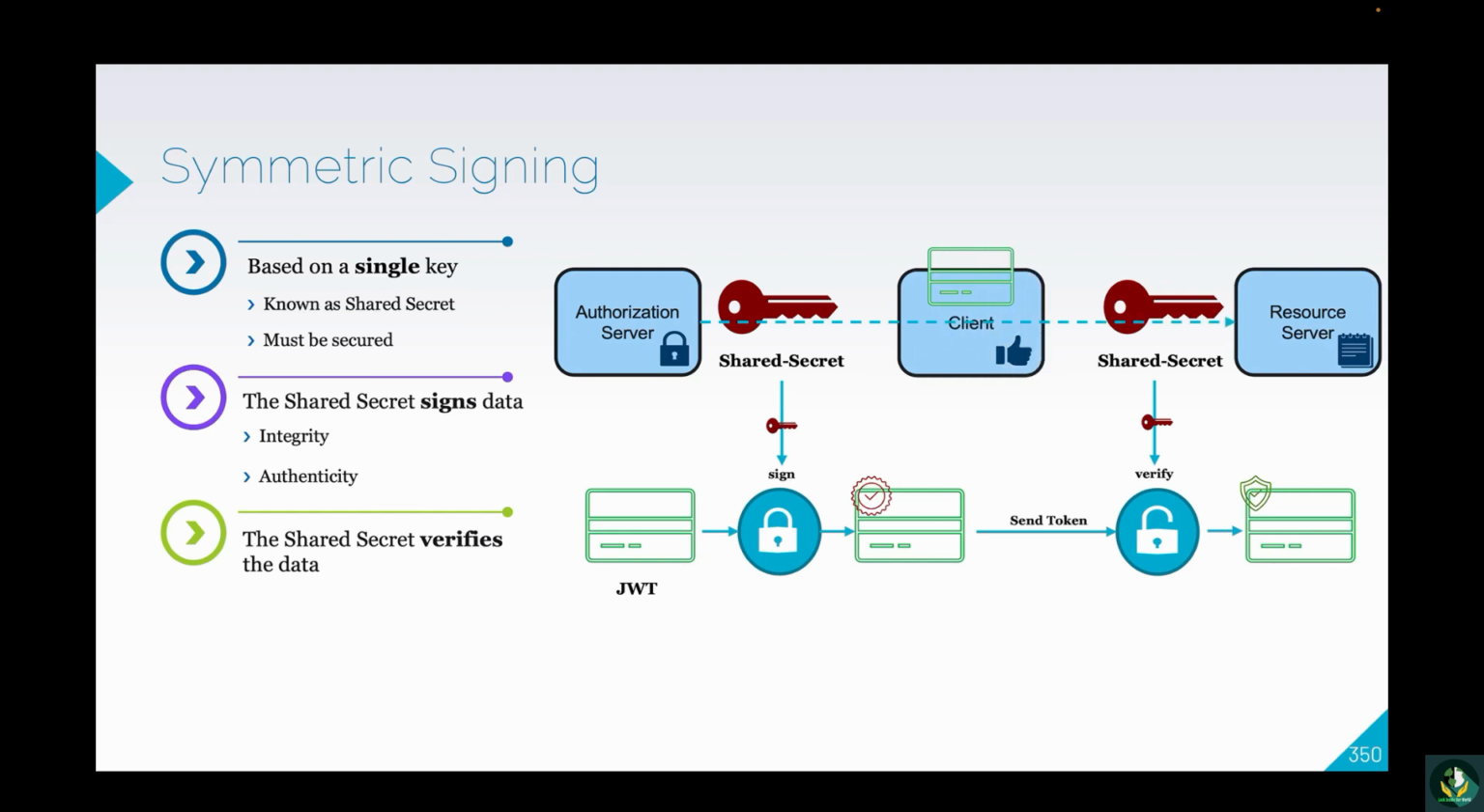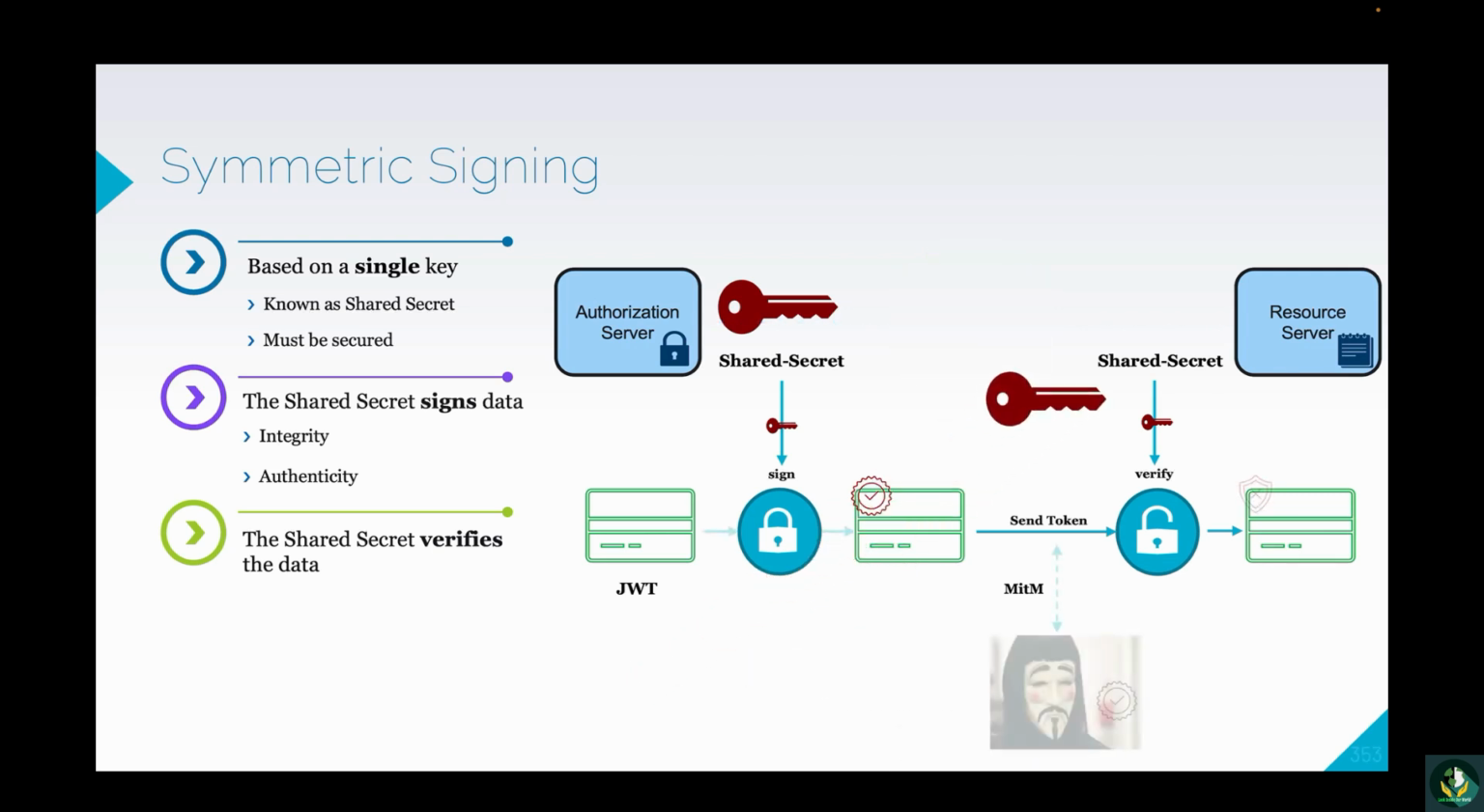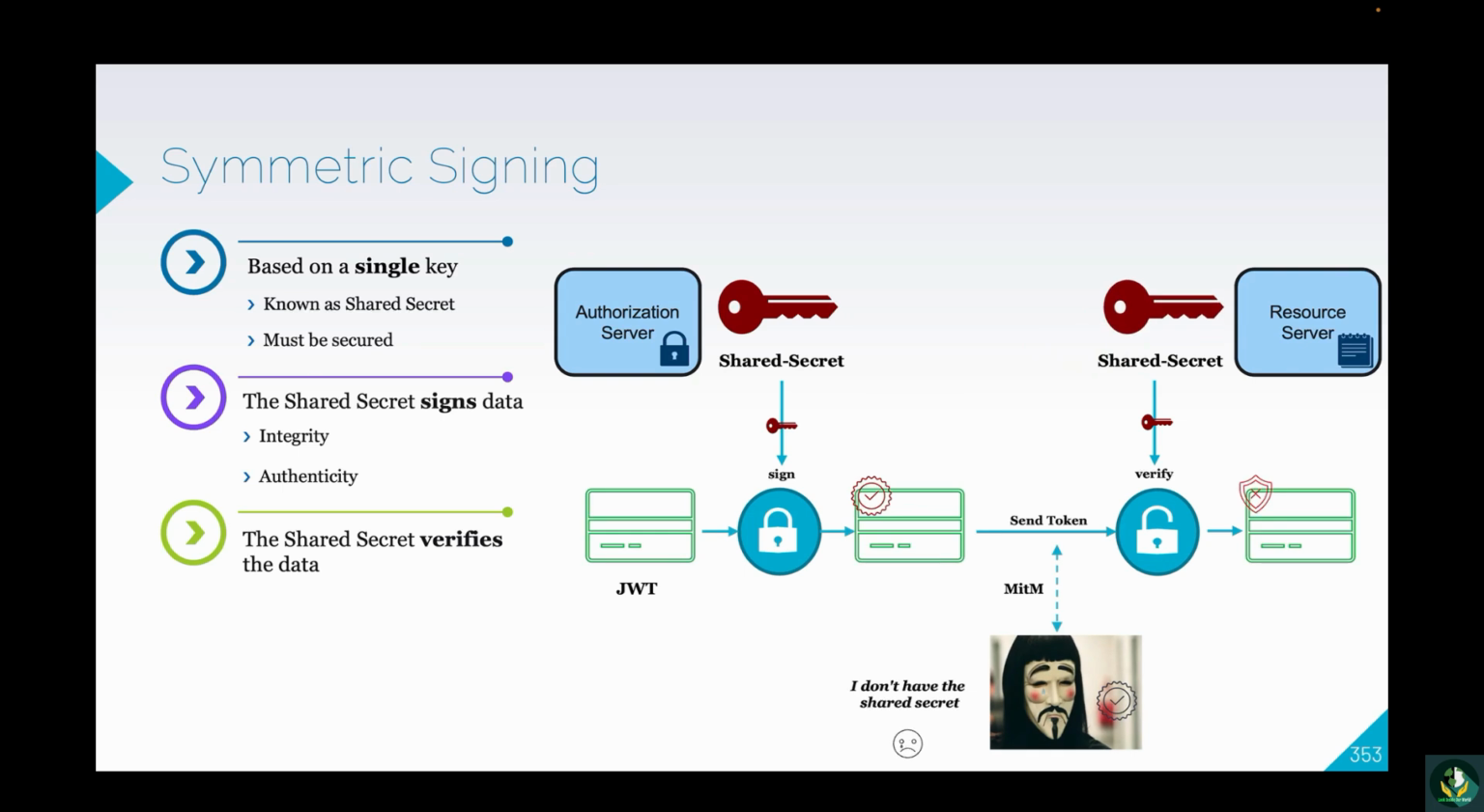Now imagine the evil guy as a man-in-the-middle attacker who tries to manipulate information in the JWT token, for example changing the scope from orders read to orders write. Unfortunately for him, the resource server catches this during the local signature validation process, which ensures the token's integrity. The verification fails because the information no longer matches the original signature. The evil guy would need to re-sign the token with a new signature that aligns with the altered information. But he doesn't have the shared secret, which makes him very sad.